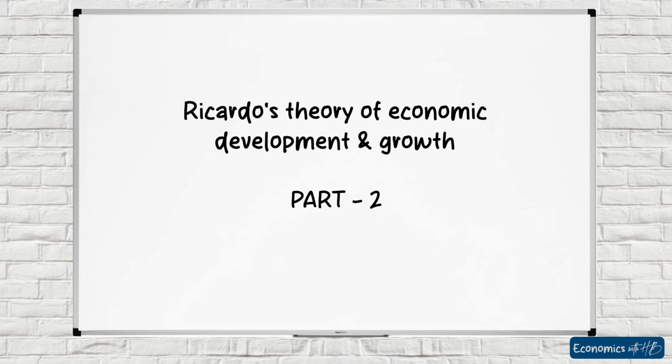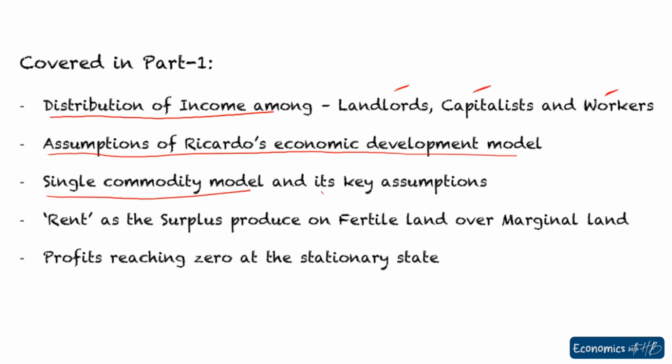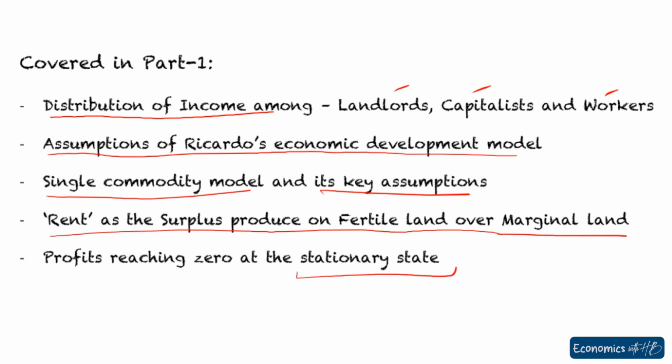In the first part of Ricardo's theory, we covered distribution of income among landlords, capitalists, and workers. Then we discussed the key assumptions of Ricardo's economic development model and Ricardo's single commodity model and its key assumptions. We also discussed the concept of marginal land and how rent is the difference of the surplus produce on fertile land over the marginal land. And we also saw through a diagram how the stationary state is reached and profits become zero at the stationary state.